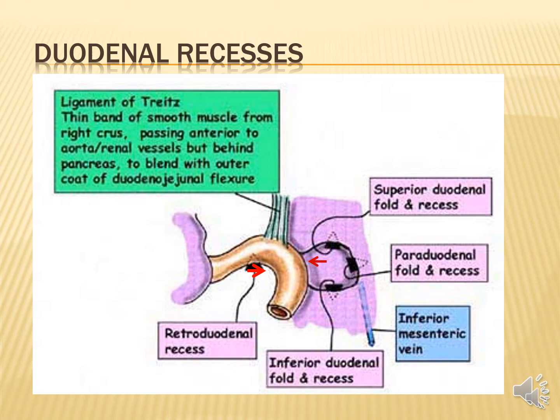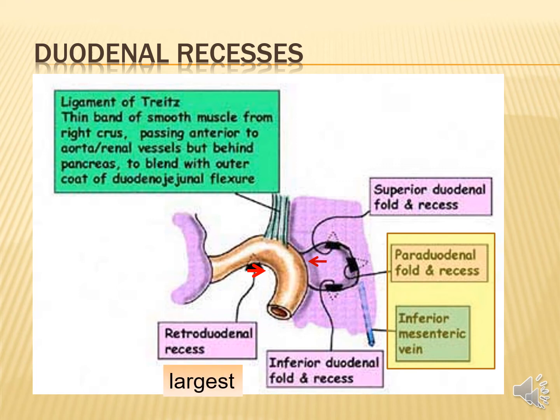So here we can appreciate other recesses of duodenum also. We are left with retroduodenal recess, which is present occasionally, but it is the largest of all the duodenal recesses, 8 to 10 centimeter deep, and its orifice looks to the left. Then we can appreciate paraduodenal recess also. It is present in about 20% of subjects.